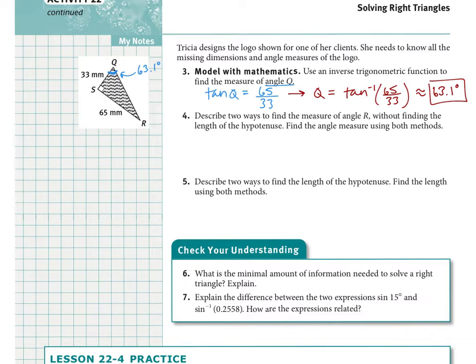Now, let's look at number 4. It says describe 2 ways to find the measure of angle R without finding the length of the hypotenuse. Ooh, so we can't use hypotenuse. So maybe from what we have, let's see if you can figure out 2 ways. And we're actually going to find that angle measure using both methods. So go ahead, see if you can at least write down maybe one of the ways. Let's see if you can come up with both ways. How do you think we could approach finding the measure of angle R?